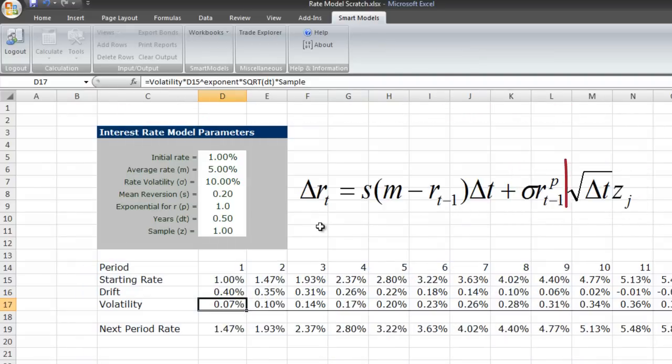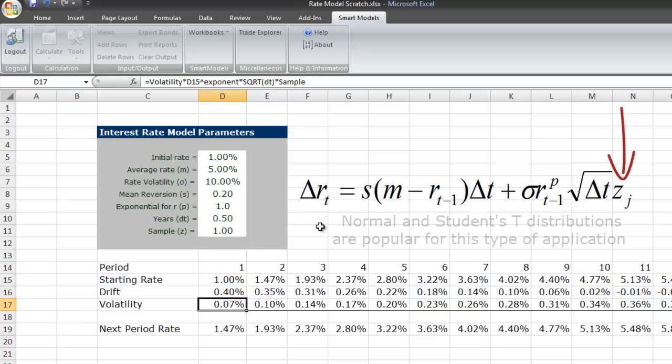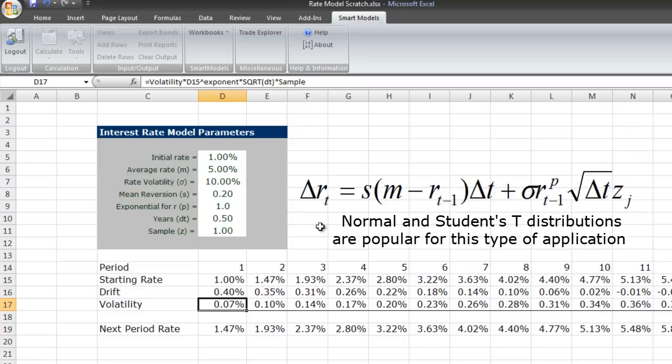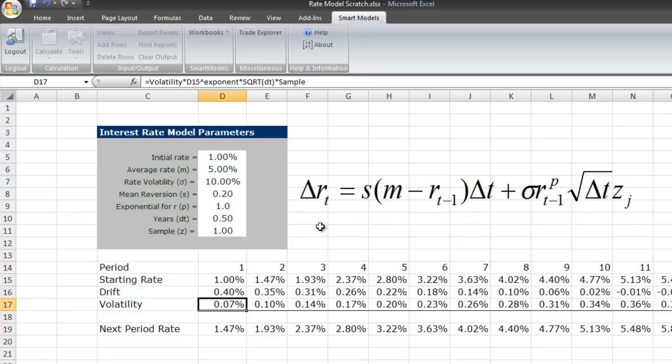Then we multiply by the square root of time. Our time step is 0.5. And then we ultimately wind up multiplying the whole thing by the random sample itself. In this case, we're just going to use a random sample of 1 for all of the volatility calculations for each time step. So for the first time step, we have a starting rate of 1, and based upon that, we get a volatility of 7 basis points once the model flows through. That leaves us with a next period rate of 147.